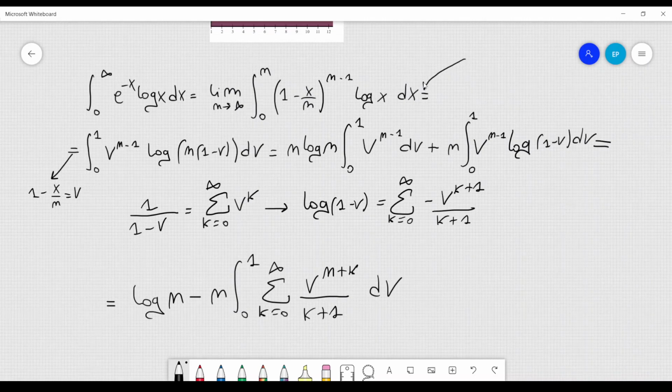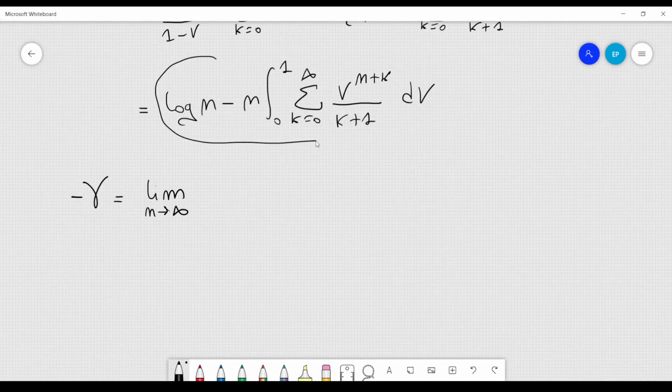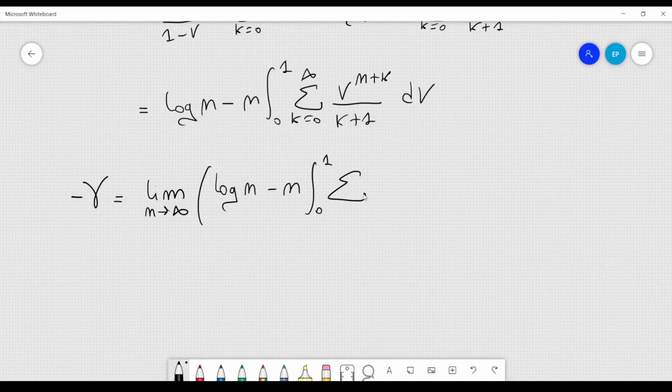Now remember that here we have to consider the limit as n goes to infinity. I did not write this part; I have just considered it implicit, but you have to remember that I should have considered here the limit as n goes to infinity. So after what we did, we can say that gamma, or minus gamma actually, is equal to the limit as n goes to infinity of this log n minus n integral from 0 to 1 sum over k from 0 to infinity v to the n plus k over k plus 1 dv.